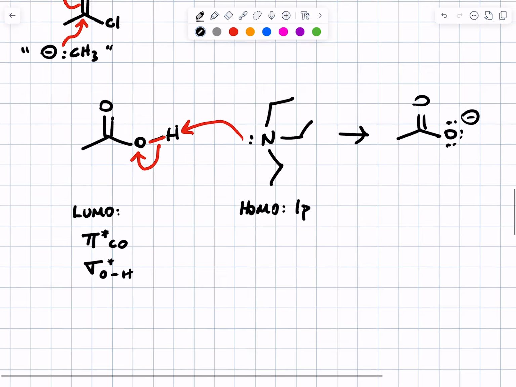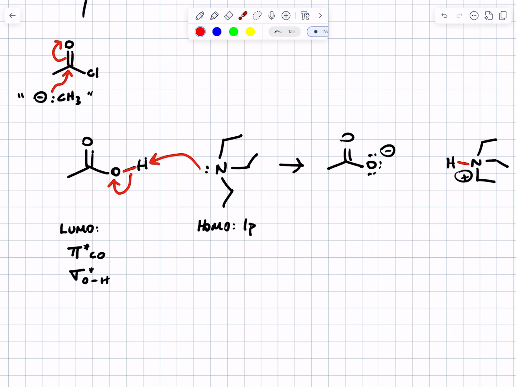You were not meant to predict what would happen here. That is why I showed you the products. Okay? I agree with you that if you were looking at this and weren't given the products, you would have concluded that the LUMO was the carbon-oxygen pi star. The fact that something else happens here tells you a couple of things.